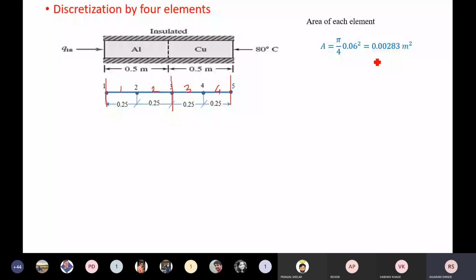Now what is the conductivity matrix of the first element? Can anyone tell? Shreyas? Shreyas? Can you hear me? Yes, sir. What is the conductivity matrix for the first element? Conductivity matrix for the first element.